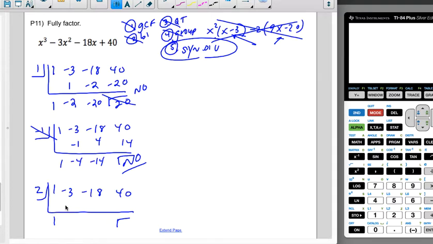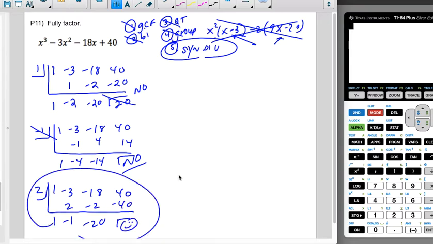Drop the number down, multiply, add straight down, right? Multiply, add straight down. Hey, there's our winner. Okay, so this is a winner. What this tells me is that x minus 2 is a factor. That's what I get from this.